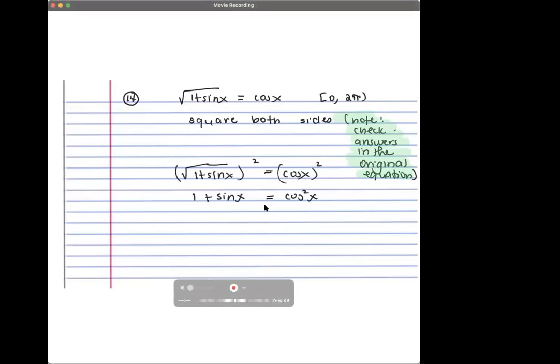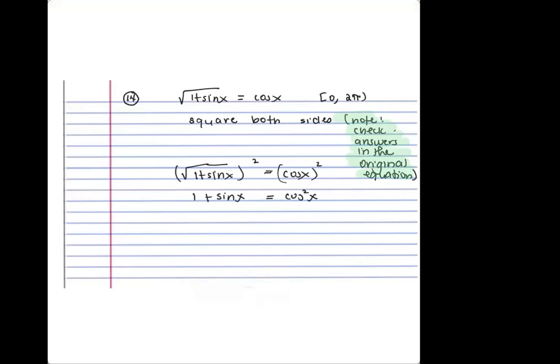So now what we have is a quadratic, but the only problem is I have a cosine on one side and a sine on the other. So just like we did with the double angle identity, where we wanted all sines or all cosines, same thing here. I want all sines or all cosines.